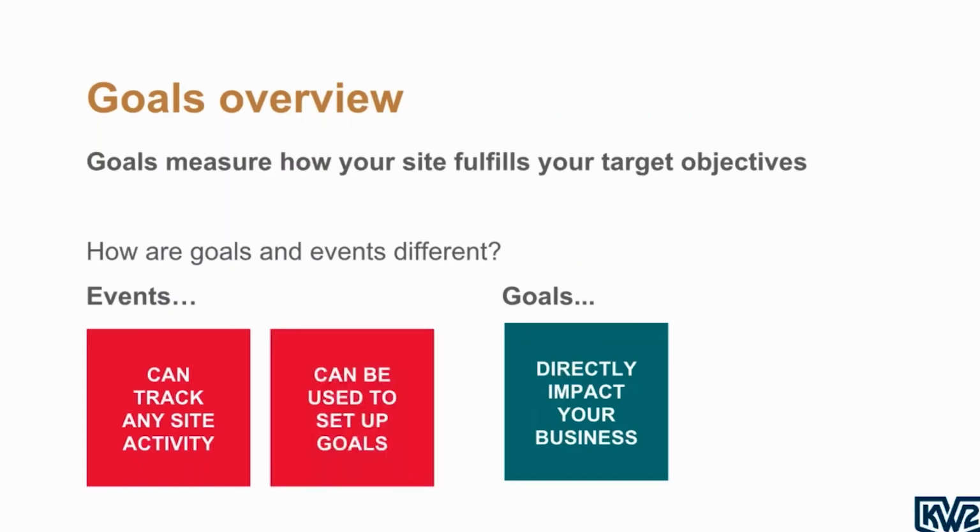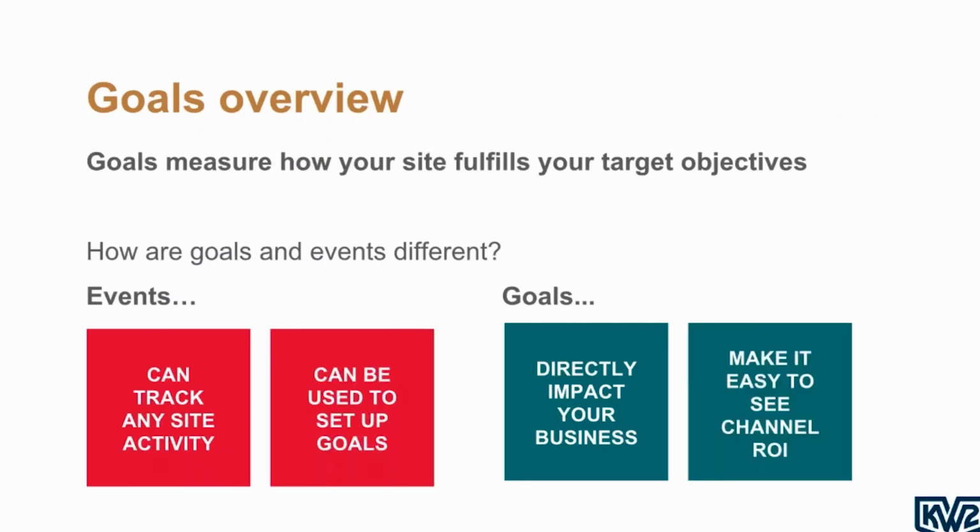Events can be used to set up goals, as I've mentioned. And goals really make it easy to see ROI because goals are available in Analytics on every single report. So you can always look at your different goals against your inbound marketing channels, against different audience segments, and see what's performing best on your site.